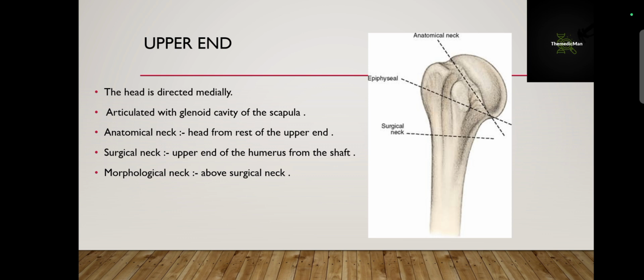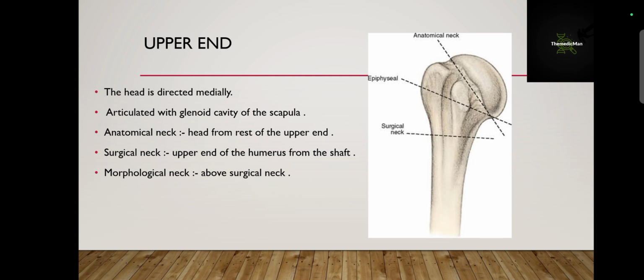The anatomical neck separates the head of the humerus from the rest of the upper part, while the surgical neck separates the upper end of the humerus from the shaft. So the surgical neck forms the boundary between the shaft and the upper end of the humerus. Then there is the morphological neck, which is present between the anatomical neck and the surgical neck.